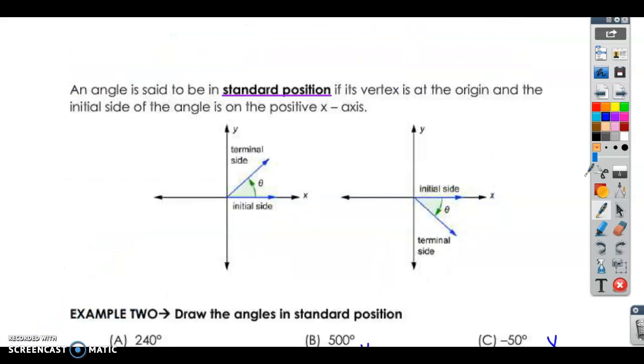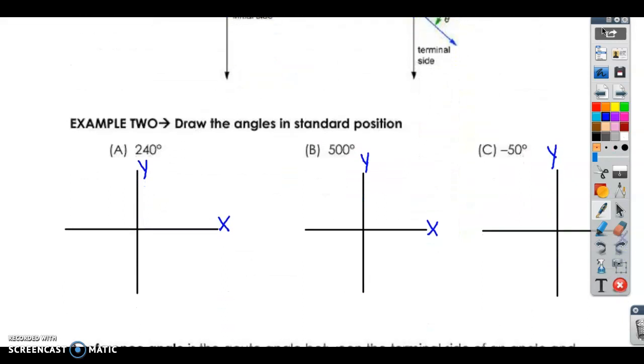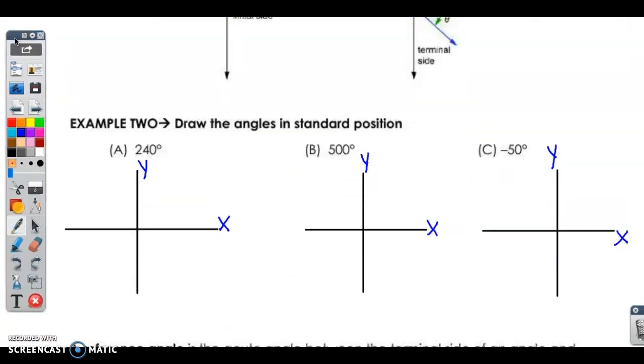So angles are said to be in standard position if the vertex is at the origin, so both of these are examples of standard position, and the initial side is on the positive x-axis, so the initial side has to be over here. Okay, so both of those are examples of angles in standard position. So let's see if we can draw these 3 examples here in standard position.